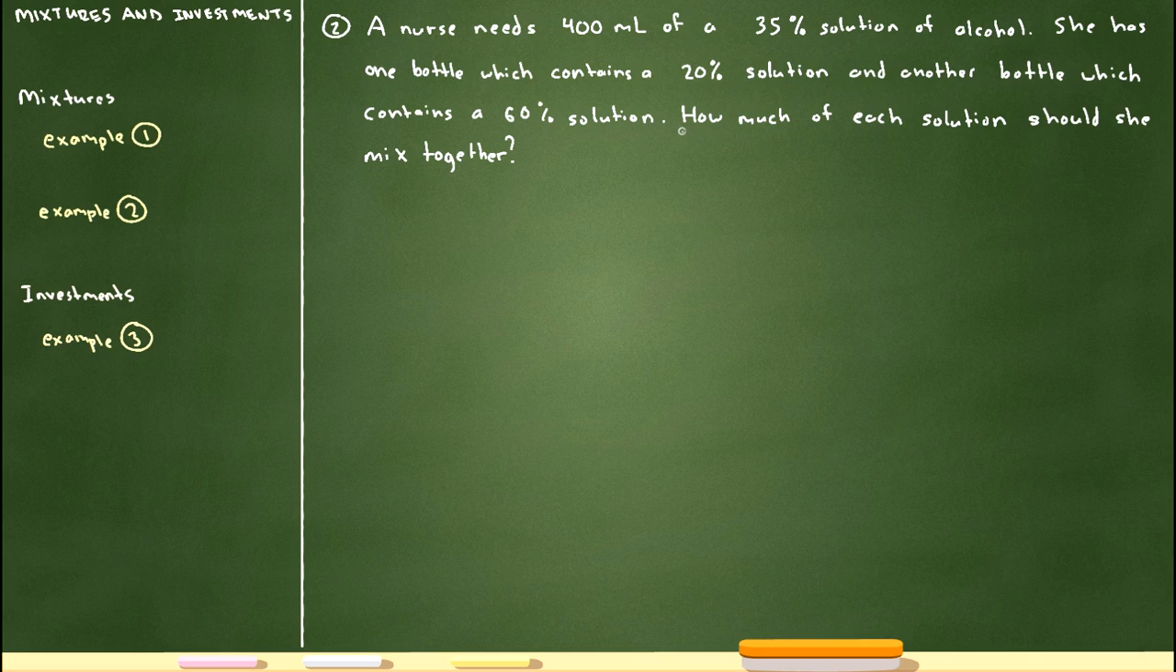Like in the previous example, we took a look at the last statement: how much of each solution should she mix together? So we have two solutions, the 20% and the 60%, and we need to know how much of each. So we could say let X be the number of milliliters of the strongest solution. So let X be the number of milliliters of the 60% solution.